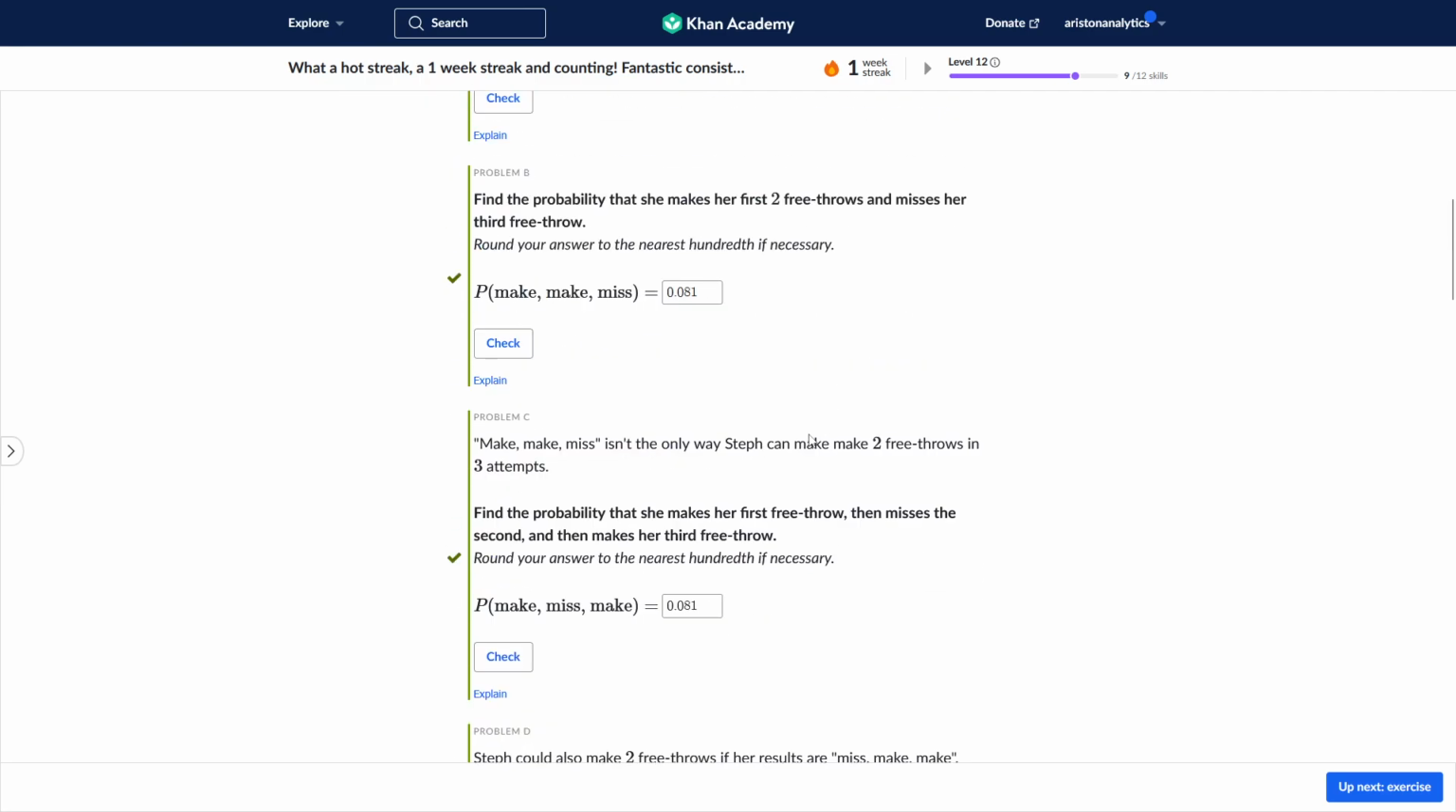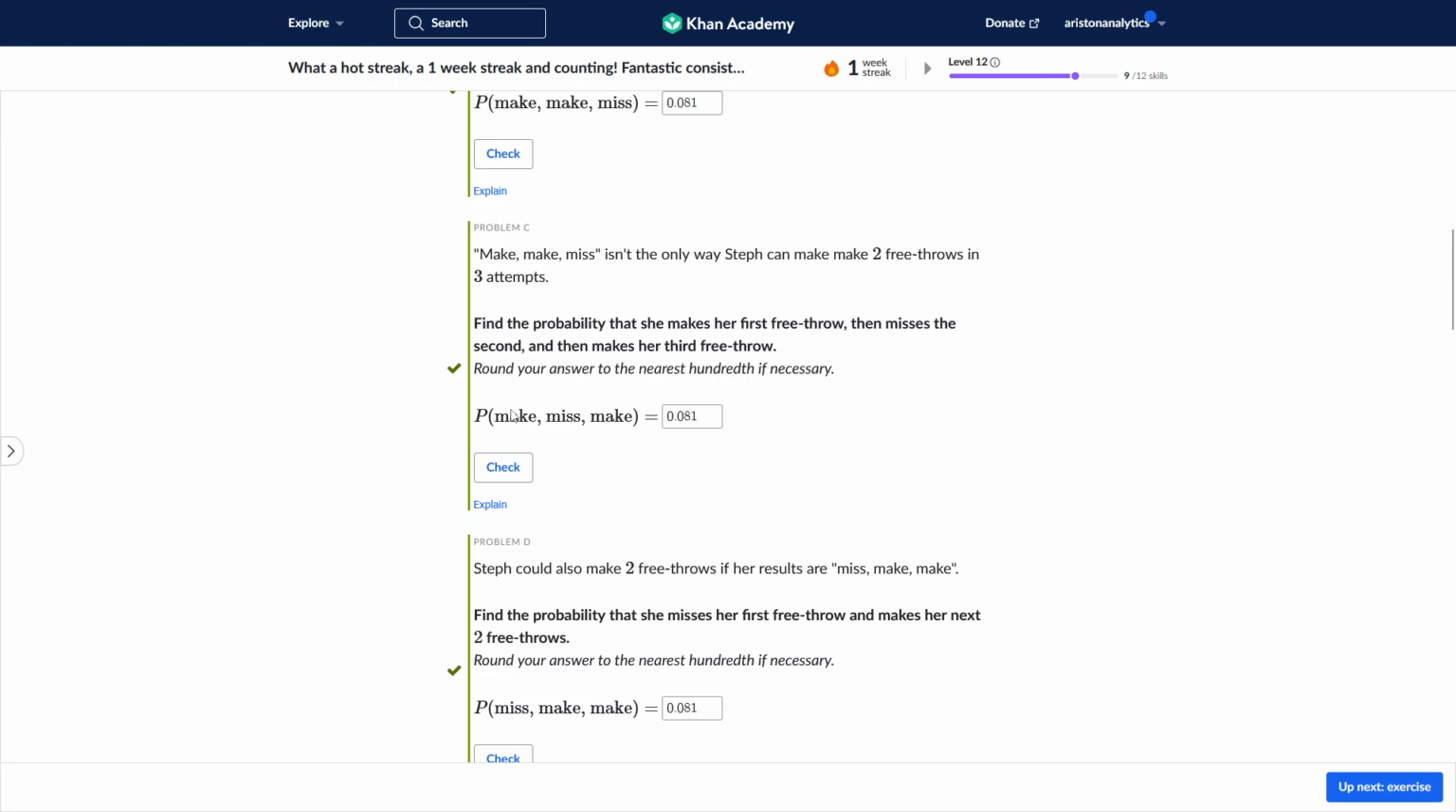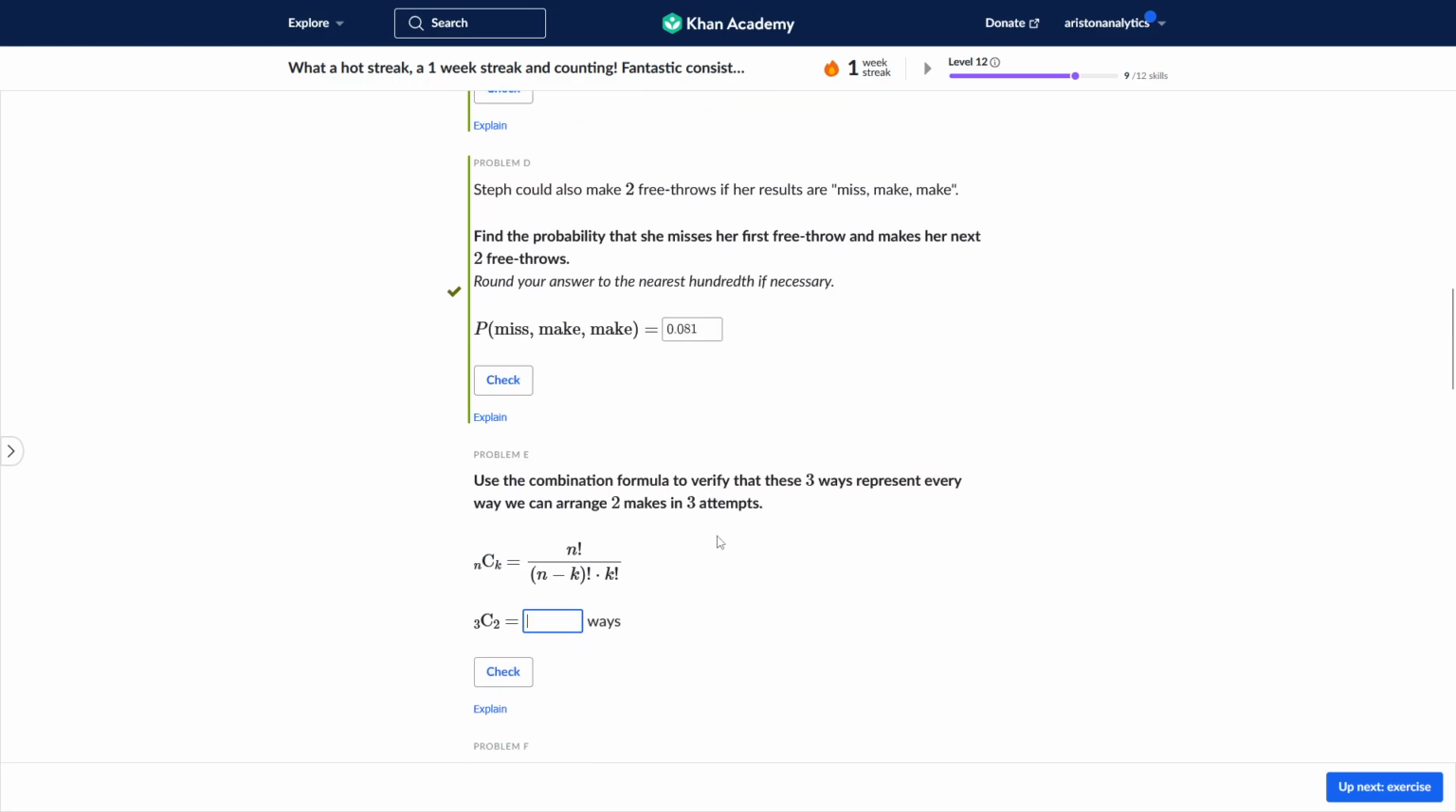Two of the 3 free throws. 1 miss. They're all the same because these are binomial variables.